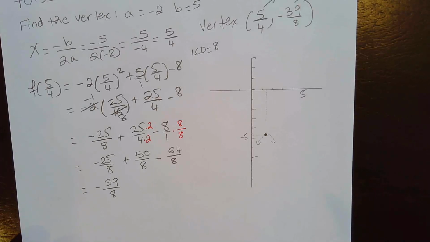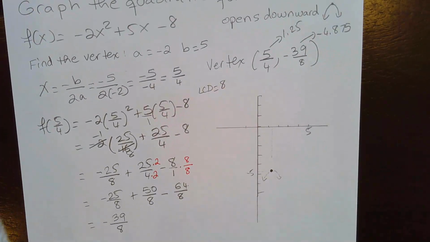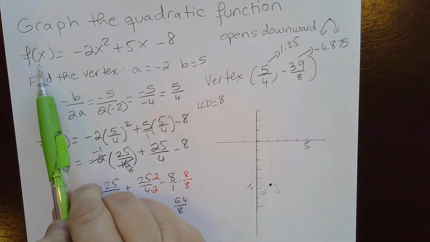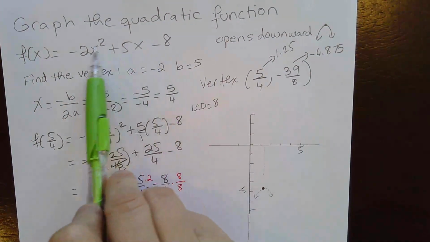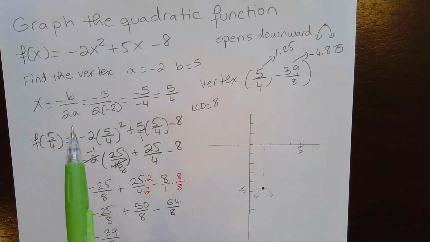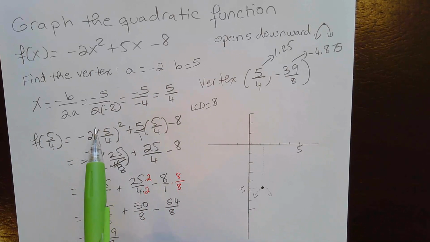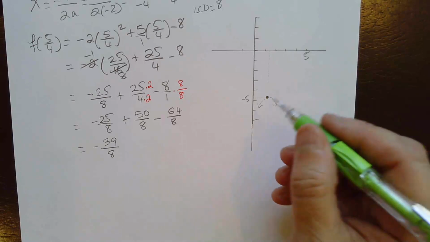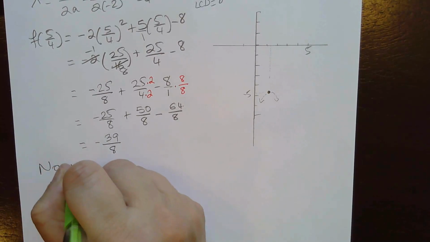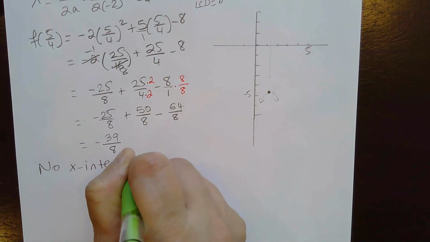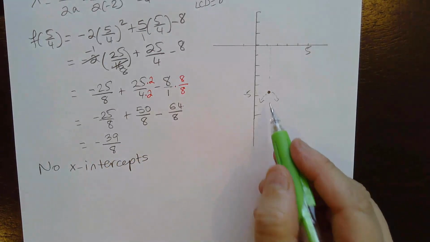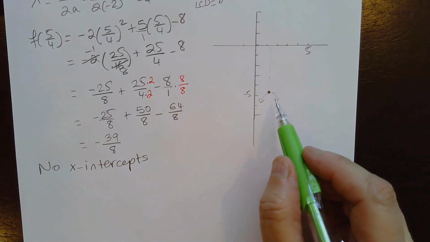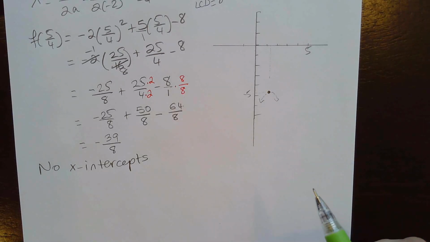However, if you want to solve for the x-intercept, you can plug in 0 for f of x, or y, and try to solve. It's going to be a quadratic equation, but you're not going to be able to factor. And if you use the quadratic formula, the discriminant is going to be negative, so there's not going to be any x-intercept. Okay, so no x-intercept in this problem because the vertex is in quadrant 4 and the parabola opens downward, so there's no way it's going to hit the x-axis.